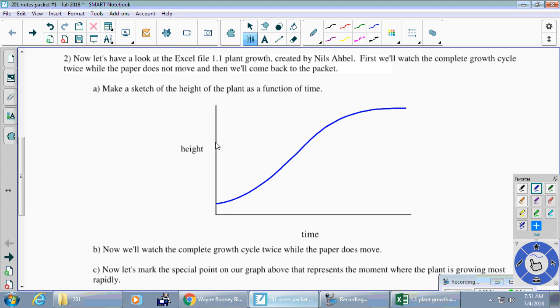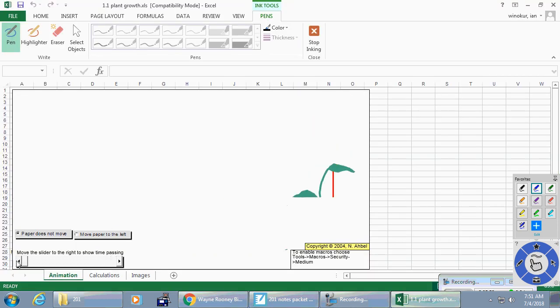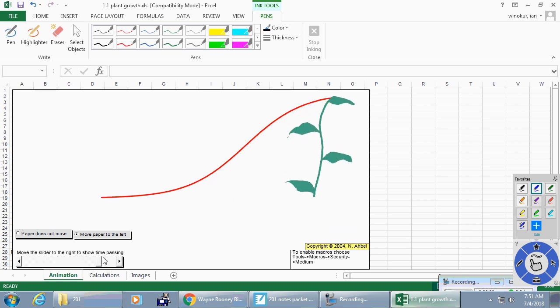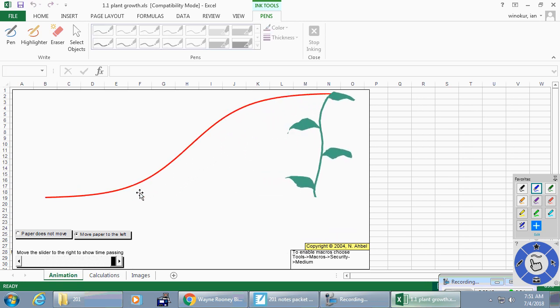And so actually the Excel thing will show that to us. Again, it's going to be jagged where it's not supposed to be, but let's give it a shot. So here we go. The paper is moving behind the scenes now. The plant is growing straight up and down, slow, and then fast, and then slow.